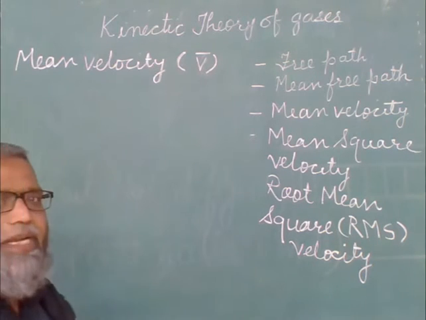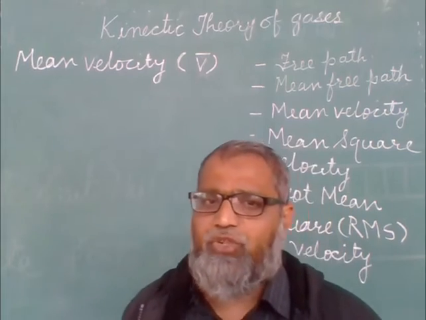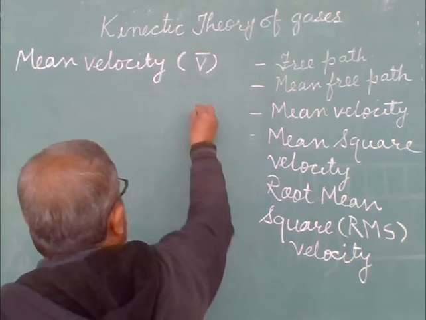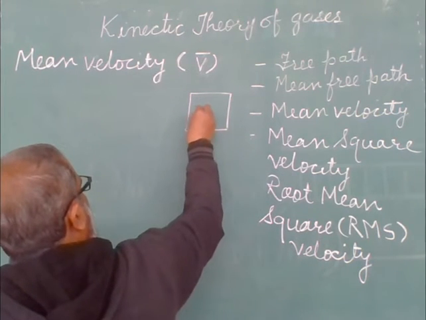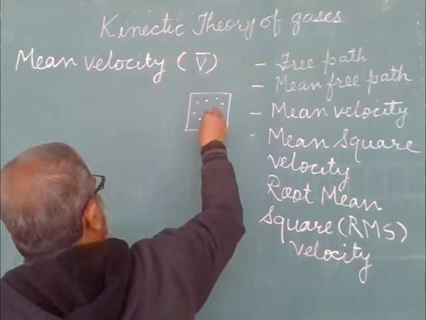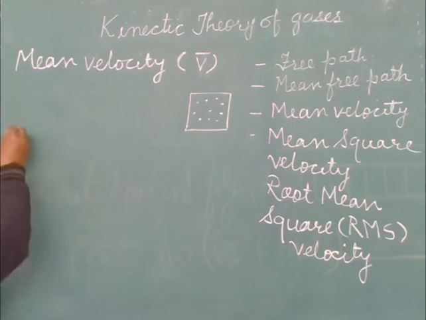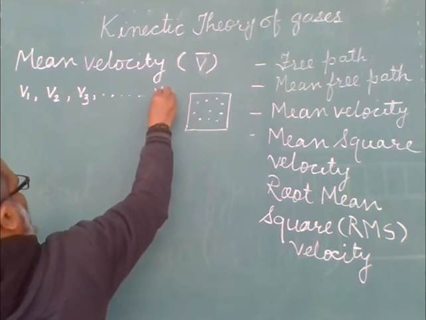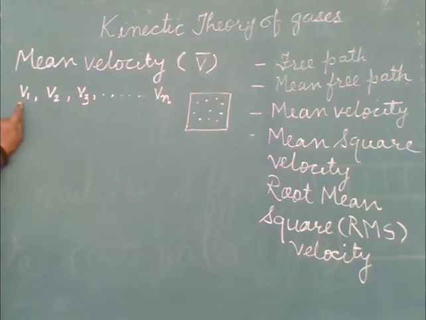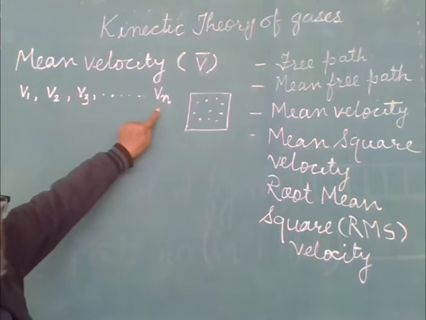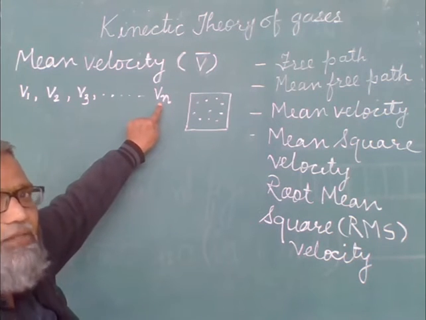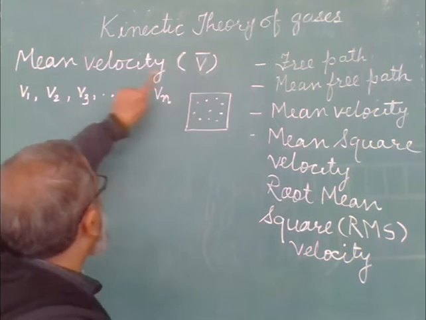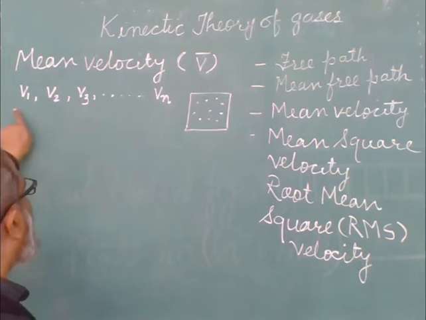Now you know that the gas is made up of a number of gas molecules. They are in a state of random motion. They are moving with different velocities. Suppose in a container I have kept many gas molecules, having different velocities. I suppose that the molecules have velocities V1, V2, V3, and so on, and the last molecule is having velocity Vn. The first molecule has velocity V1, the second molecule V2, the third molecule V3, and in this way the last molecule has velocity Vn. Now we will define the mean velocity. The mean velocity is the average of all these individual velocities.